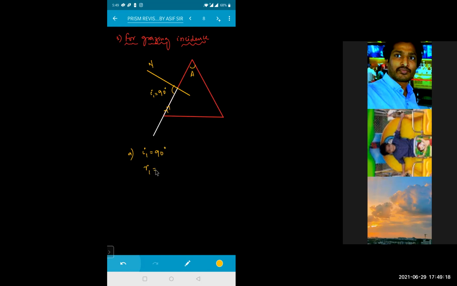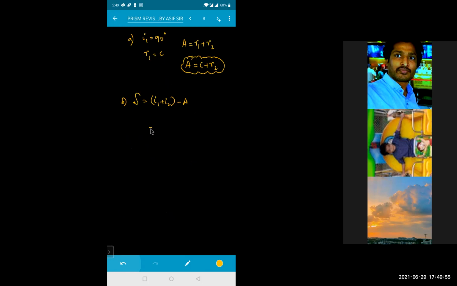So if I1 is 90 degrees, R1 will become what? Critical angle. If angle of incidence I1 is becoming 90 degrees, then R1 should be equal to the critical angle. Then only it will undergo the refraction. So angle of prism will be equal to how much? R1 plus R2. So A is equal to R1, which is C, plus R2. Clear? Chalo. Now tell me what will be the deviation formula? Deviation d is equal to I1 plus I2 minus angle of prism. So what is I1? I1 is 90 degrees. I1 is 90 plus I2.